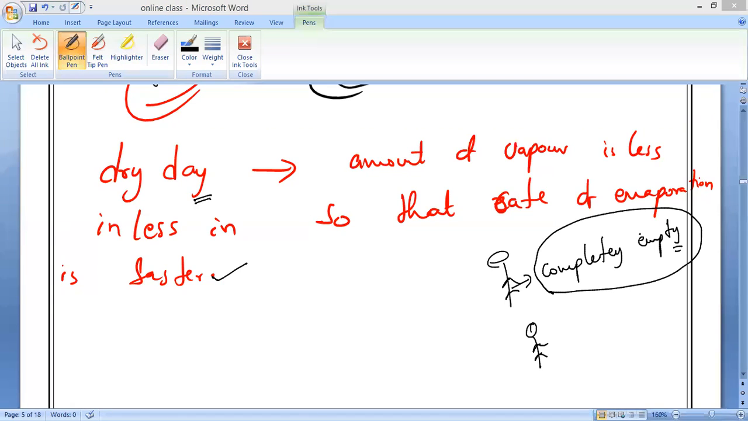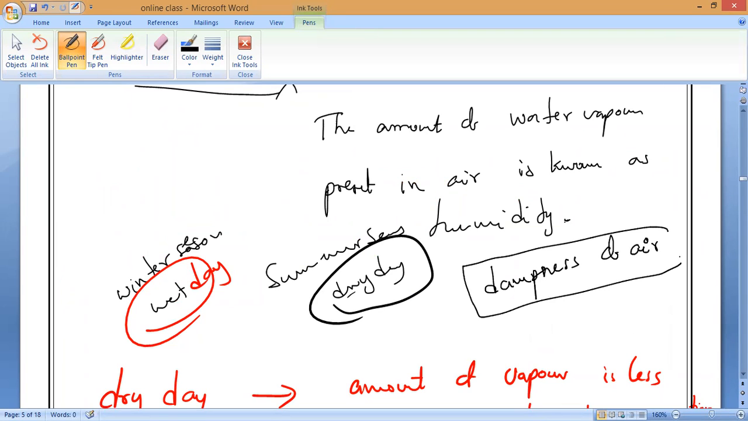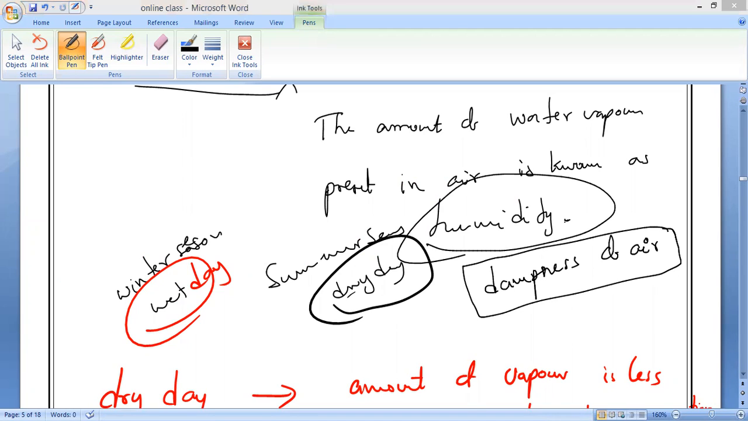That is humidity of air. Remember, humidity of air tells us the degree of dampness of air. Dampness means whether the air is dull or sunny, cool or hot or normal. How much it is, whether cool or wet or dry, is decided based upon the water vapor, which we call humidity. So humidity gives you the degree of dampness of air.